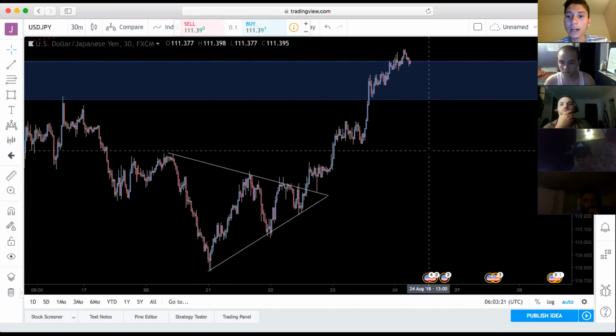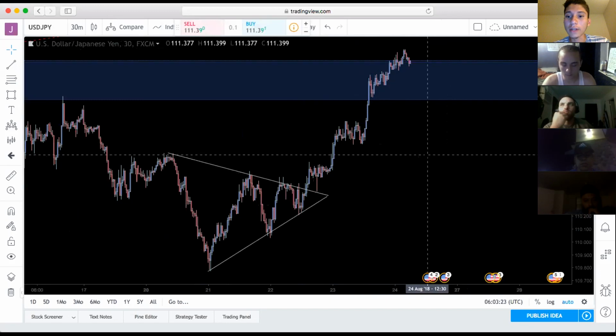Every pair favors one pattern more than others. Do you know your favorite pair's favorite pattern? Yeah, you guys need to know. If you trade the euro, expect double tops, double bottoms, head and shoulders, right? How would we know that? Exactly. Back test, look back, look at every time frame. I would even break it down every time frame.